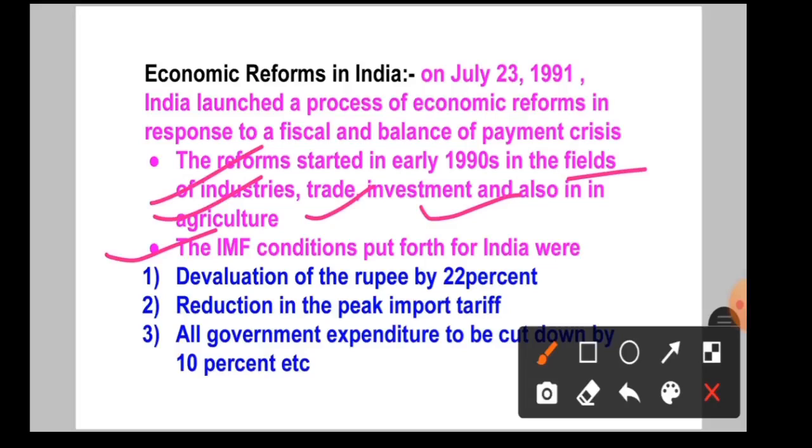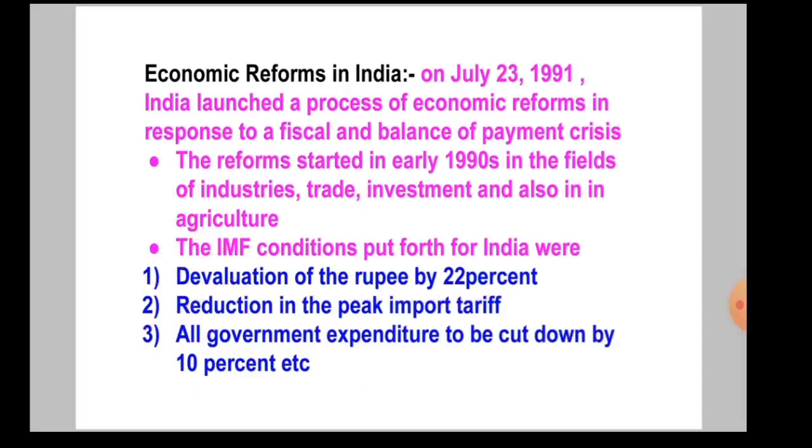Number 1 was very simple: the Indian government had to devalue the Indian rupee by what percentage? 22%. Just remember this. The rupee value would be reduced, and the IMF conditions were 22%, and also a reduction in the import tariff. All government expenditure was to be cut down by 10%. This is important.